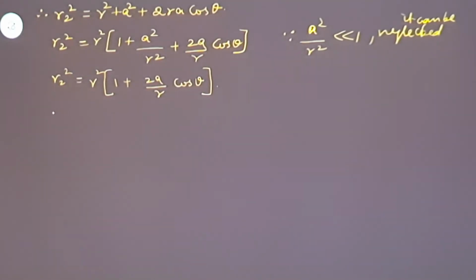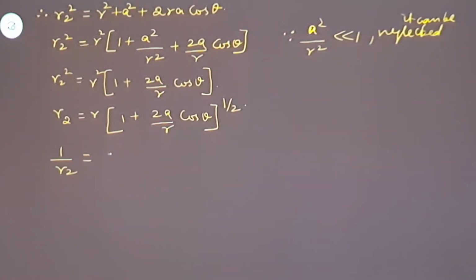Now what I can do, I have to take the square root. What is the square root then? r2 equals r into (1 plus 2a divided by r cos theta) raised to the power of 1 by 2. Now what I have to do? I have to take 1 by r2. So 1 by r2 is again 1 by r.